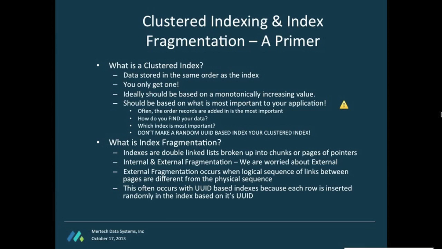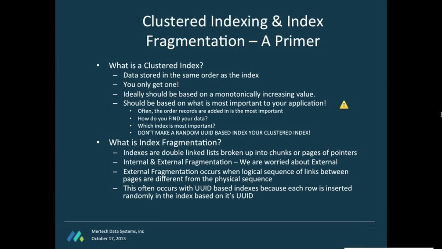And of course, with a sequence in general, we get that. So if you're not using a sequence, we're looking at UUIDs here. Well, what do you choose in this case? You need to look at what's important for this table in your application. Often you end up with a situation where the order that the records are added in is the most important. If that's the case, there is a solution for that piece of it that we'll talk about in a little bit. But maybe it's based on how you most often find your data. That may be the best index for your clustered index, whichever one is essentially the most important.